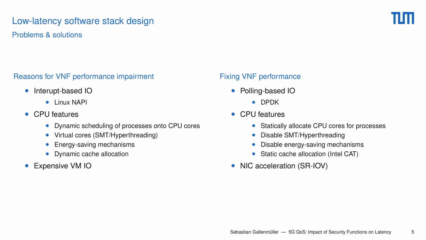And we can finally use a tool called Intel CAT. This stands for Cache Allocation Technology, which statically binds cache to cores, and then we can avoid unwanted resource sharing between processes on the CPU cache. And last but not least, we can finally use an acceleration feature of network cards called single root I/O virtualization, which basically means that we have a more consistent performance when copying packets from network cards into VMs and back.